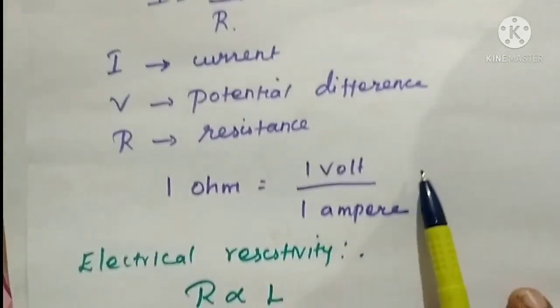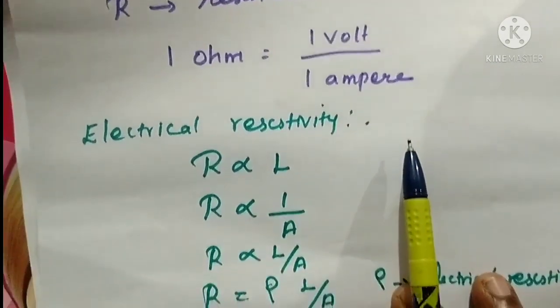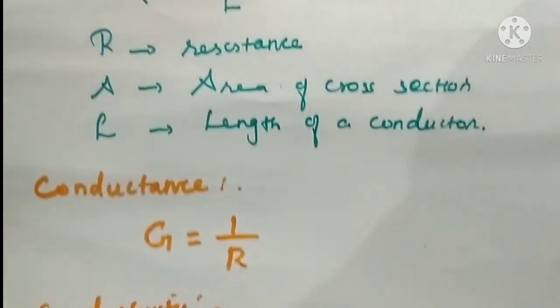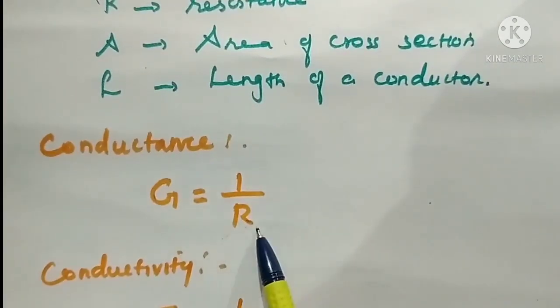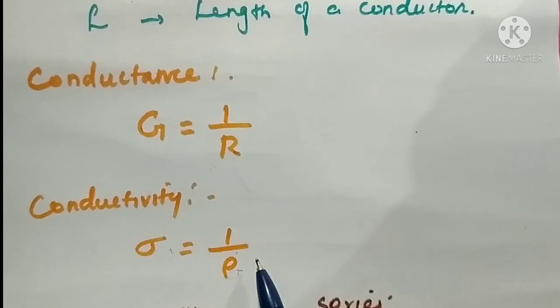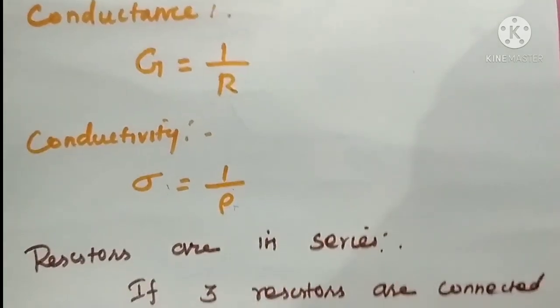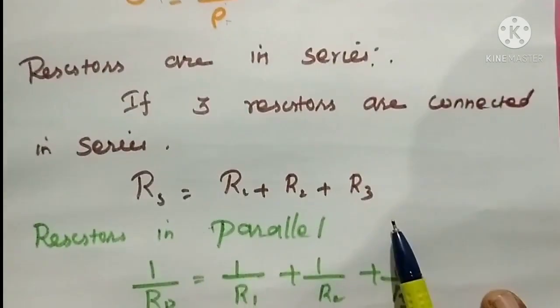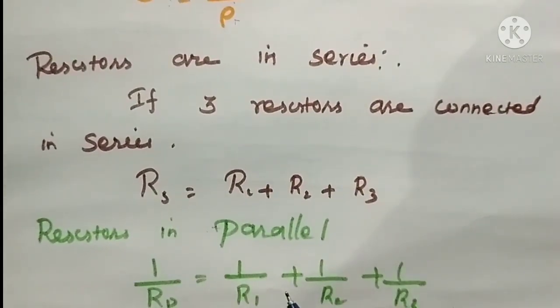And electrical resistivity, what's the formula? Resistance R is equal to rho L by A, so rho is equal to R A by L. The conductance G is equal to 1 by R. Conductivity sigma is equal to 1 by rho. Resistors in series, Rs is equal to R1 plus R2 plus R3. In parallel, 1 by Rp is equal to 1 by R1 plus 1 by R2 plus 1 by R3.